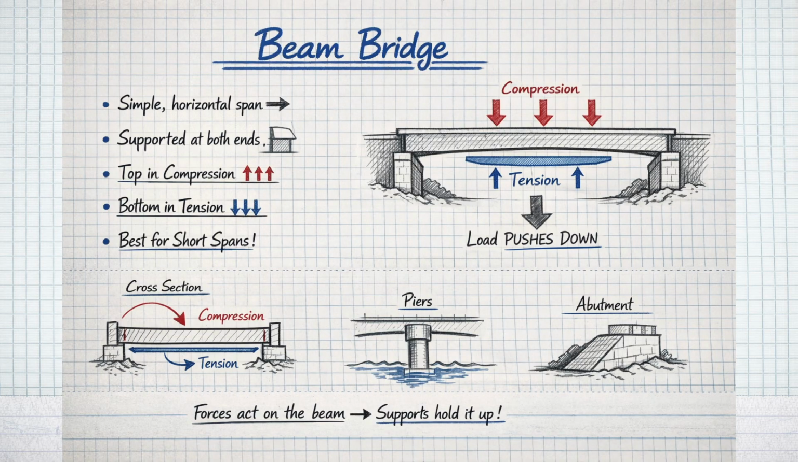1. Beam bridge. A beam bridge is the simplest type of bridge, consisting of a horizontal beam supported at both ends. When a load is applied, it pushes straight down on the beam, causing compression along the top and tension along the bottom. The supports, called piers or abutments, transfer the load safely into the ground. Beam bridges are best suited for short spans.